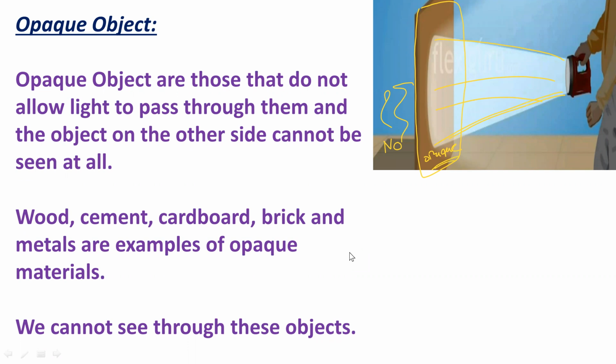What are the examples of opaque objects? Wood, cement, cardboard, brick, and metals are some examples of opaque materials. We cannot see through these objects. So these are the three types: transparent, translucent, and opaque objects. The rest of the things we will discuss in the next session.